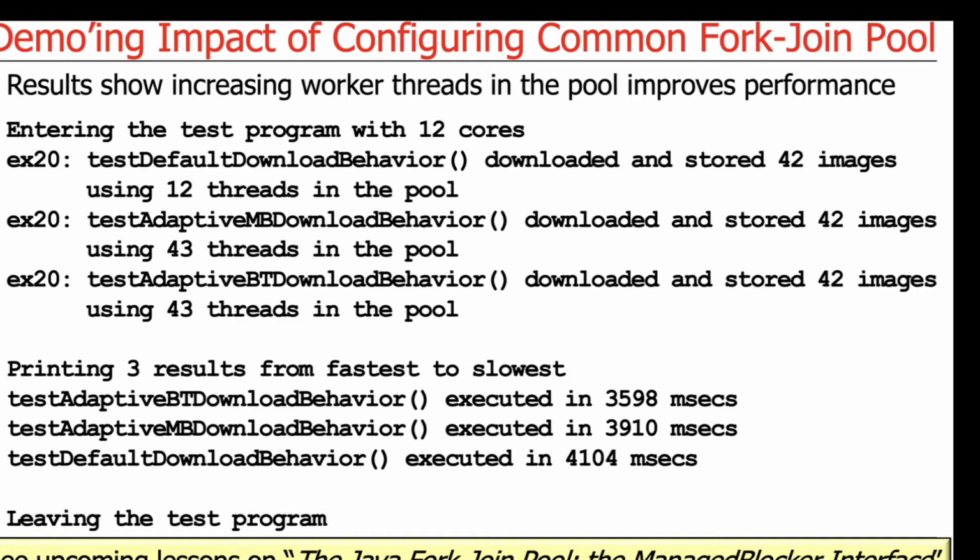Then we're going to test a couple of other examples that download and store these images. There's basically this adaptive behavior that grows the number of threads in the pool. And as is often the case, the adaptive stuff will perform better. The reason it performs better is it's able to do more things in parallel, because it's not limited to the default number of threads. It grows them, and therefore you can get more work done because there's more computation that can be taking place.